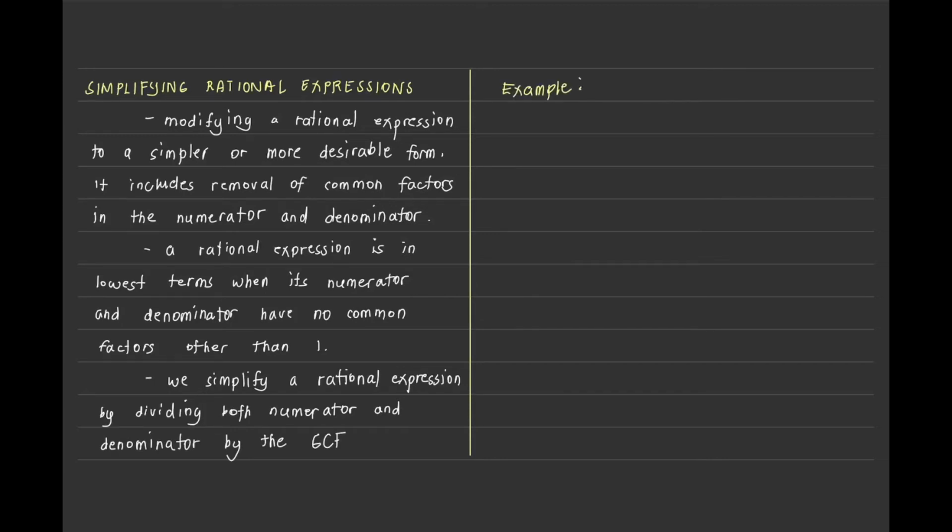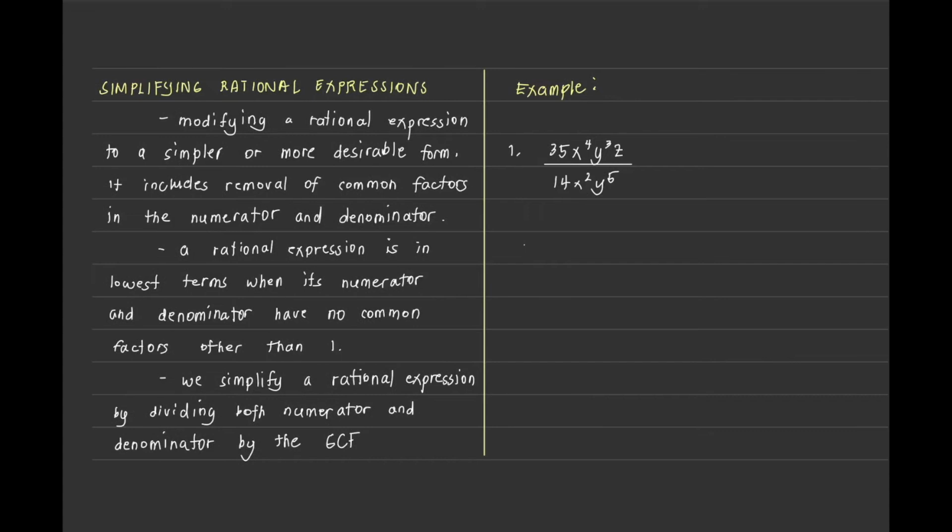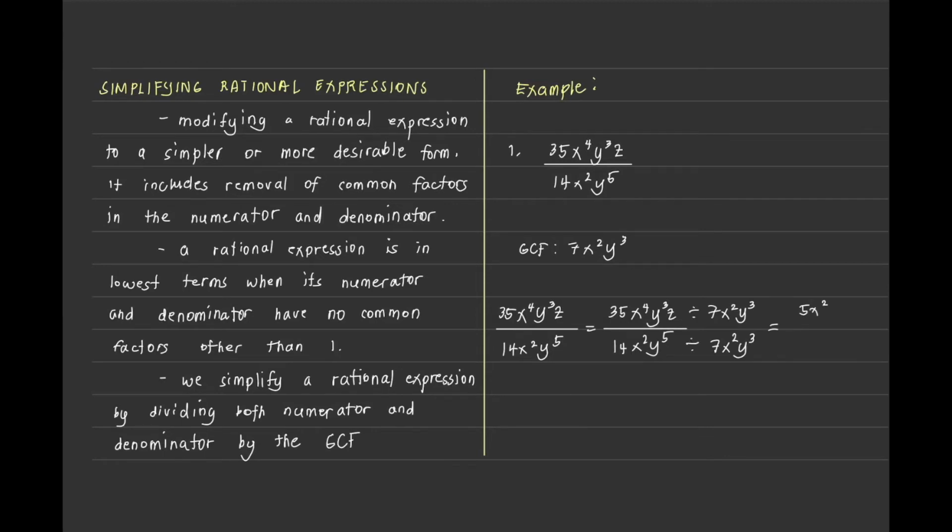Let's have some examples. Number 1. Reduce 35x^4y^3z over 14x^2y^5 to its lowest terms. The greatest common factor of 35x^4y^3z and 14x^2y^5 is 7x^2y^3. Dividing both the numerator and the denominator by the GCF, we have the result, and this is our final answer.